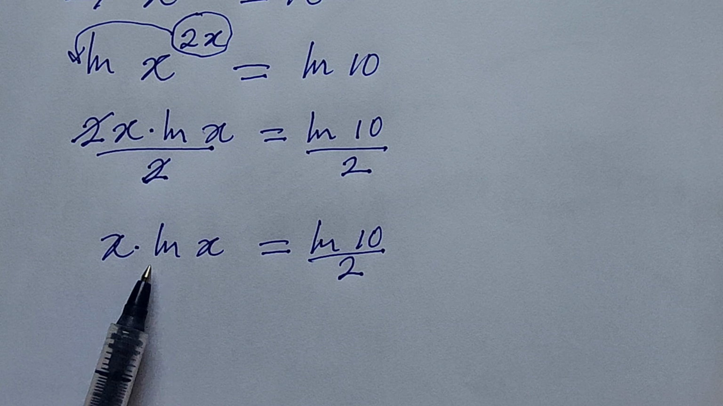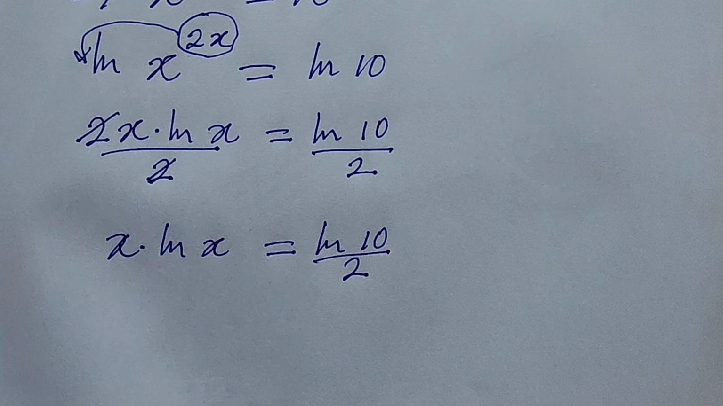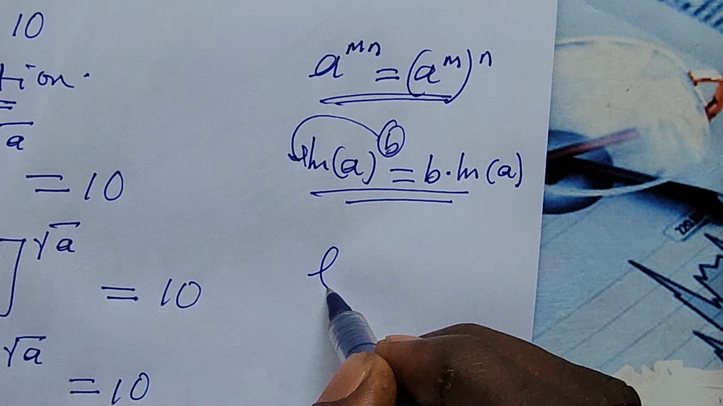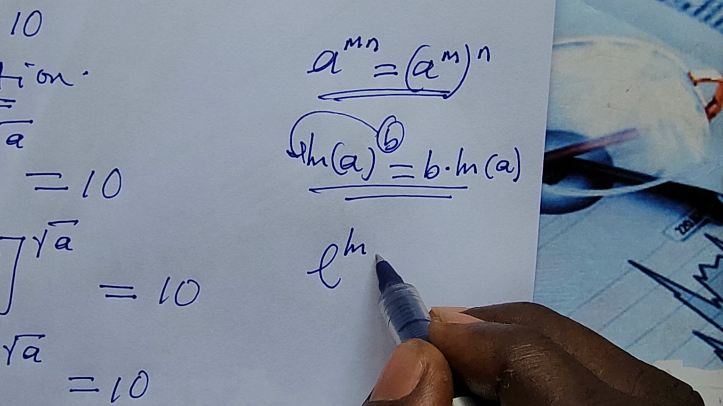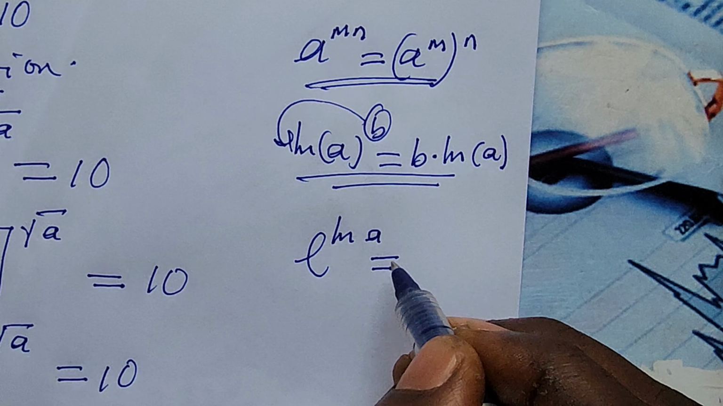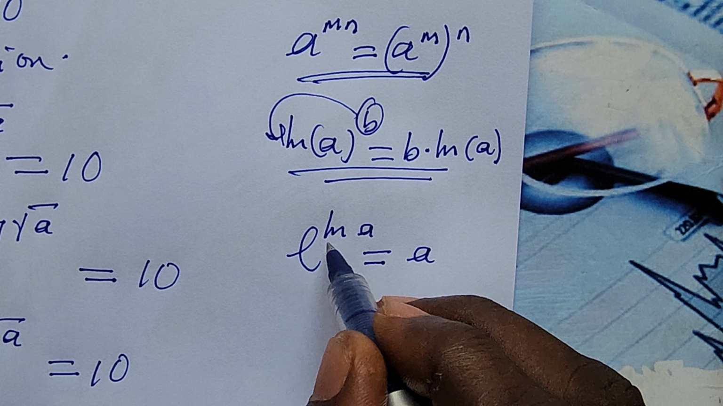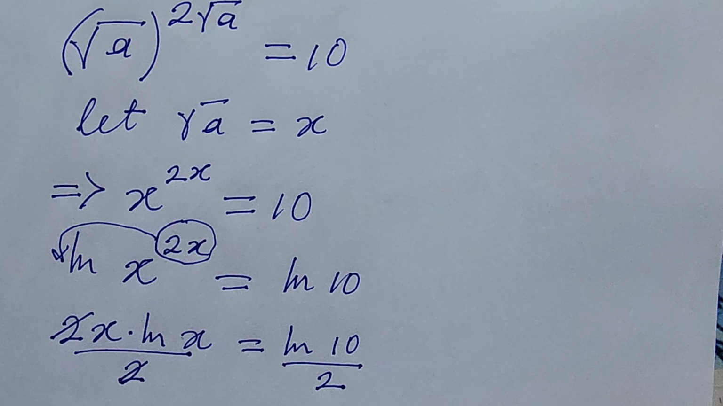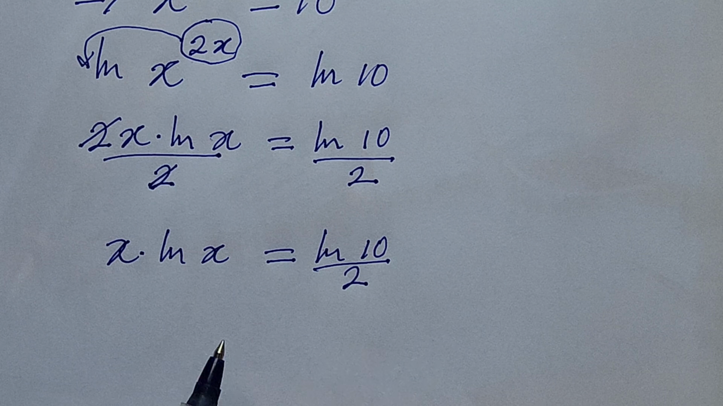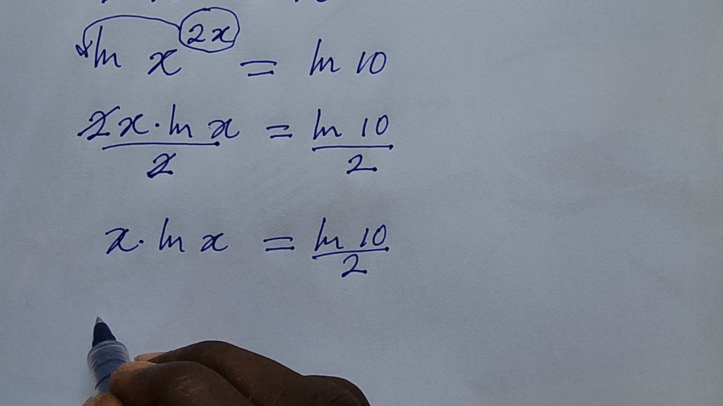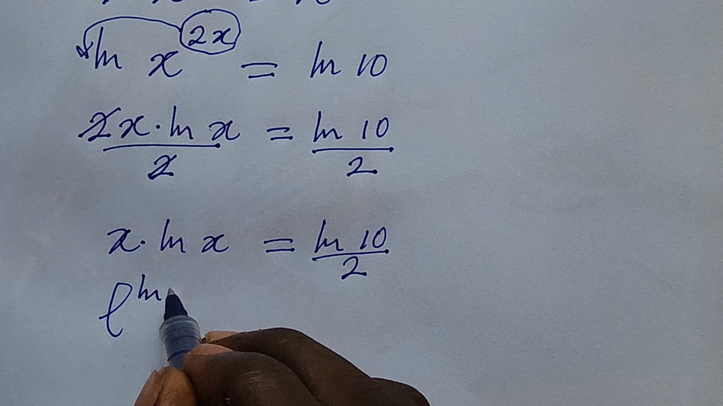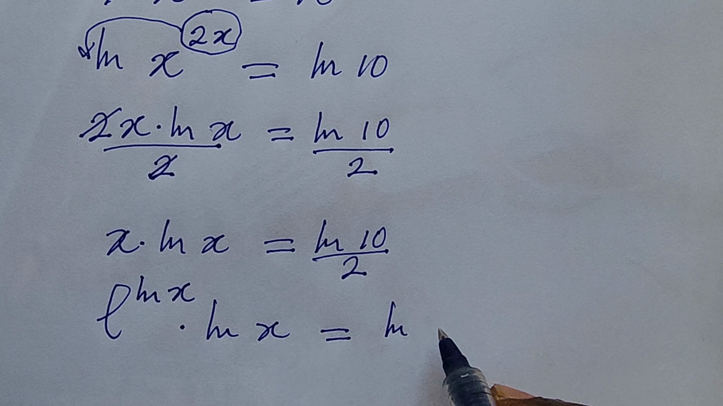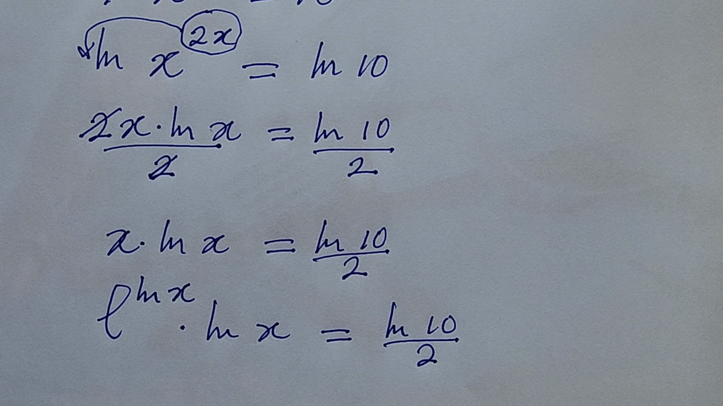Now I want to rewrite this expression here, x. If you are familiar with this law, we say that if you have e to the power of ln of a, this is equal to a, because this is ln base e, and so this goes with this. So if we apply this, we want to rewrite this x. Rewriting this x, we're going to have e to the power of ln of x, times ln of x, equal to ln of 10 all over 2.